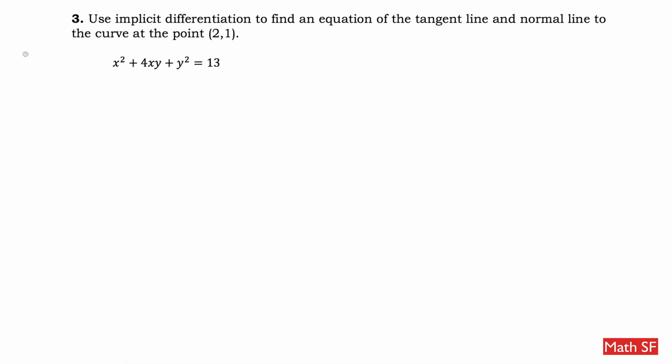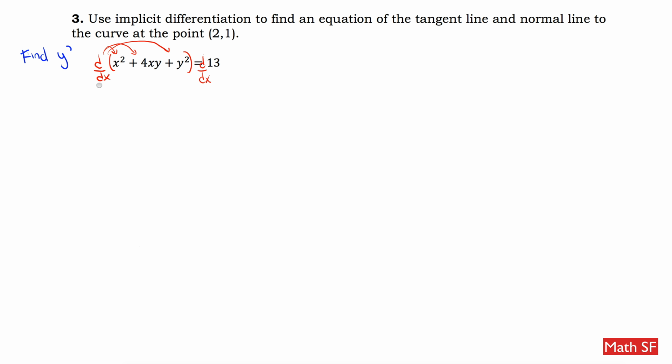So the very first step here will be to find y prime. In order to find y prime, I'm going to have to use implicit differentiation. So I'm going to take d over dx of each side. I actually have to take the derivative of each term individually, because I'm going to take the derivative of x squared plus the derivative of 4xy plus the derivative of y squared.